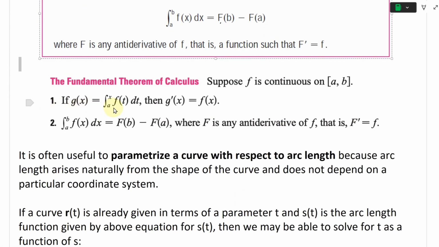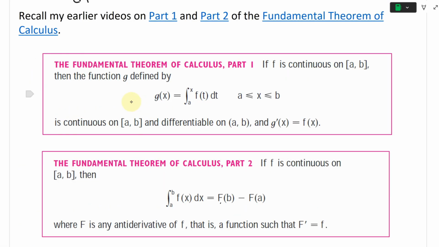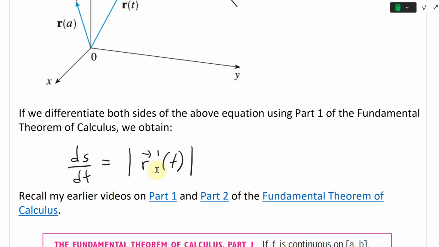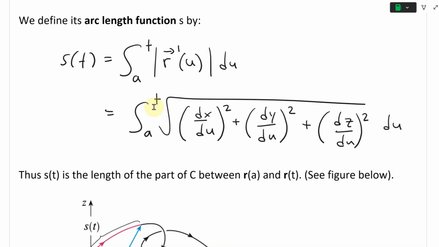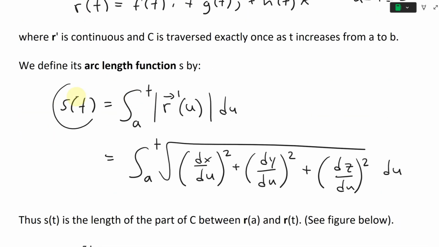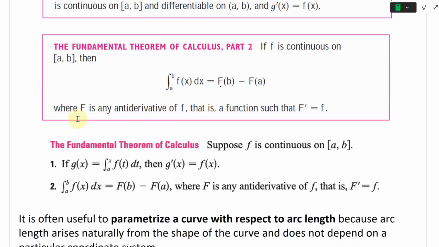If g(x) is equal to the integral from a to x of f(t) dt, then g'(x) equals f(x). So in other words, in our case, s'(t) is equal to the magnitude of r'(t). That's this part right here. So the derivative of this is equal to this. Again, that's just part one of the fundamental theorem of calculus.